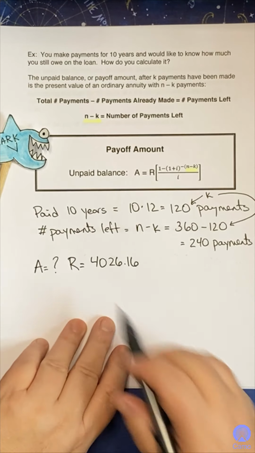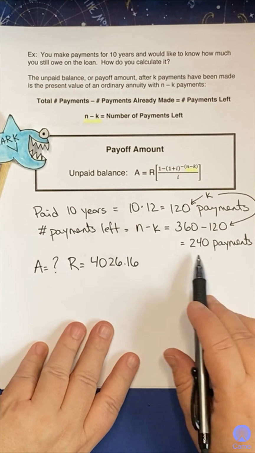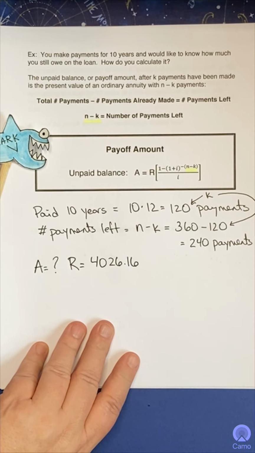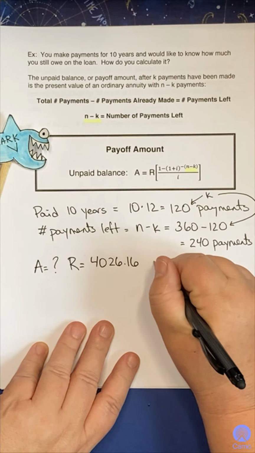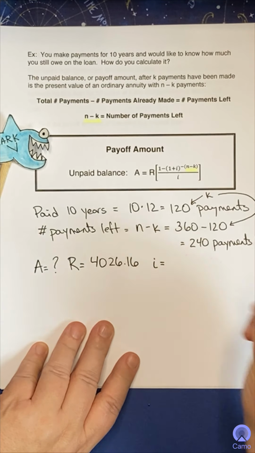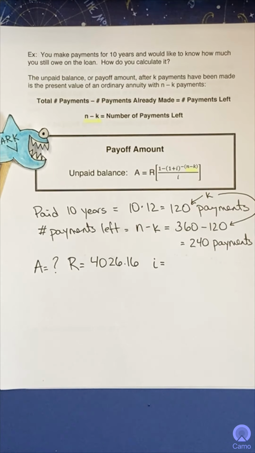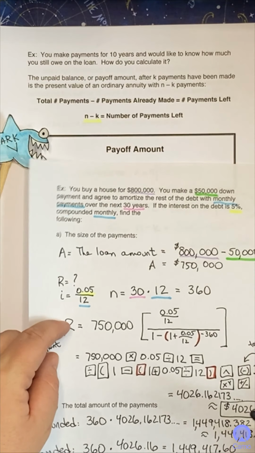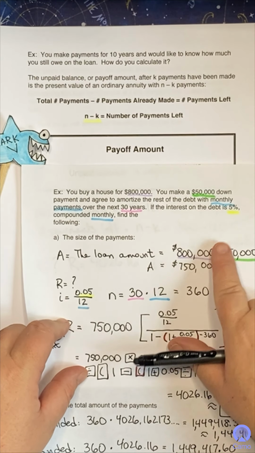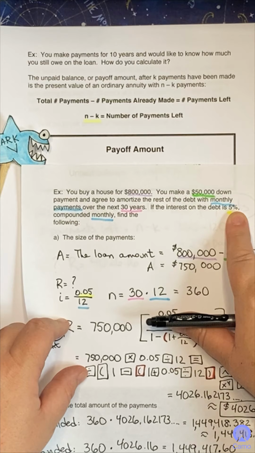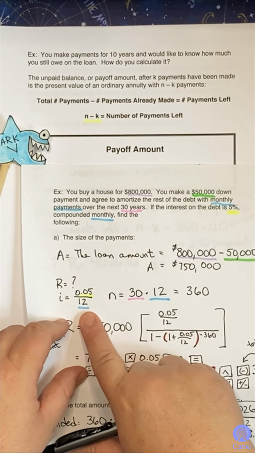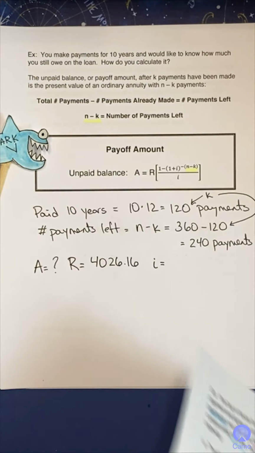For right now, we're just going to say, you know what? That's our payment. We got 240 of those. Let's do it. The other thing we need to know is our i. Now, that is the interest rate that we used for the original loan. So in the original loan, remember, it was 5% monthly. So we had that 0.05 over 12.